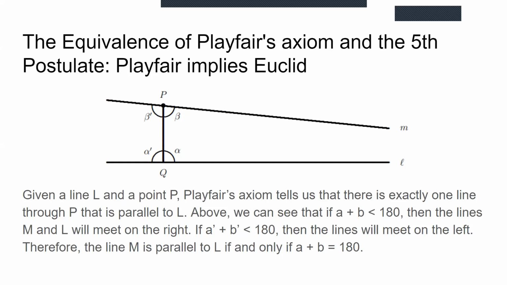And so if we can show that Playfair's axiom is equivalent to the parallel postulate, Playfair's axiom happens to be a bit easier to prove. So it's simpler and a bit easier to understand.